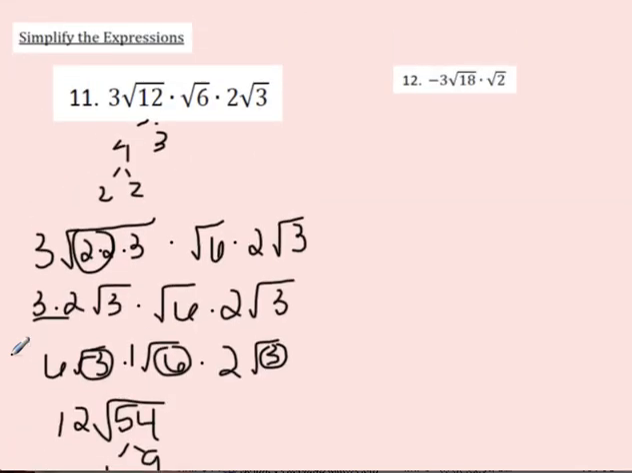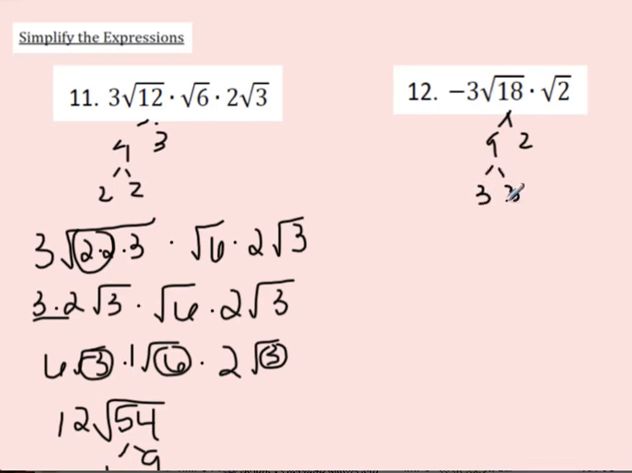Now, taking a look at number 12, the first thing I want to do is simplify that 18 down to start off with. So I'm going to break down that 18 into being 9 and 2, and then I'm breaking that 9 down into being 3 and 3. So then I'm going to have negative 3 times the square root of 2 times 3 times 3. And then that's going to be multiplied by the square root of 2.